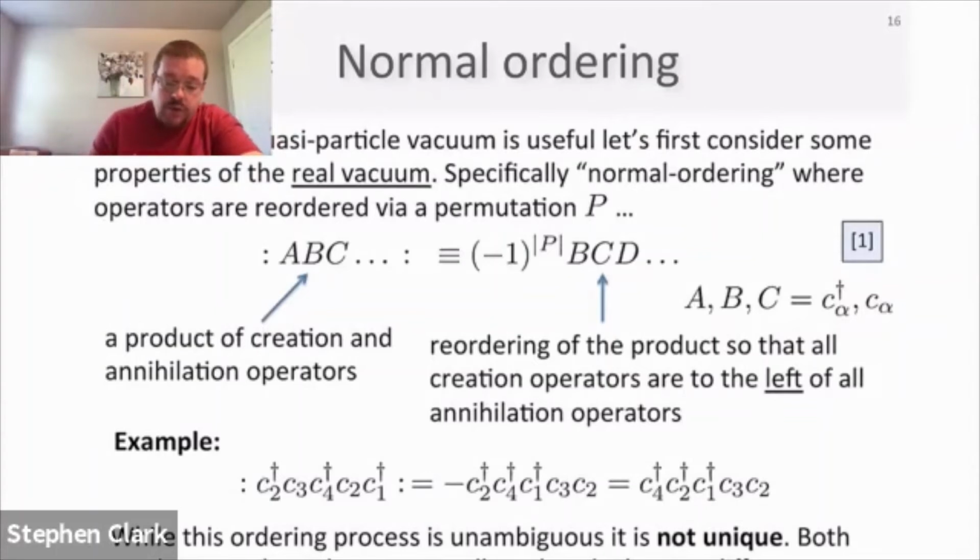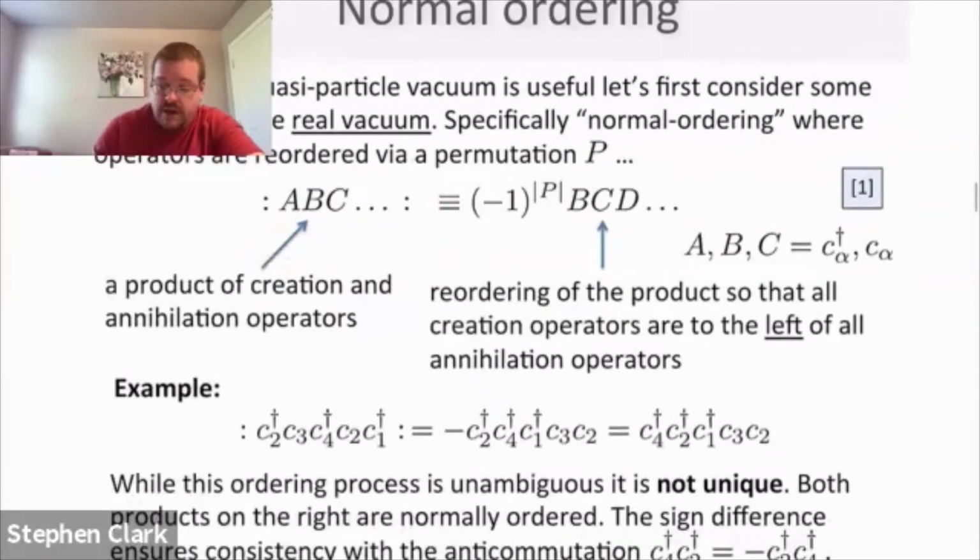So if you normally order any string of creation and annihilation operators, which will be some permutation of them, and you'll need to track the permutations because of anti-commutations, then when you put them into normal ordering, the normally ordered operator has a 0 expectation value on the vacuum. So here's an example on the real vacuum. We've got these operators, they're not normally ordered, but we want to normally order them. So all we do is shuffle all of these creation operators over to here, and we get something like this.